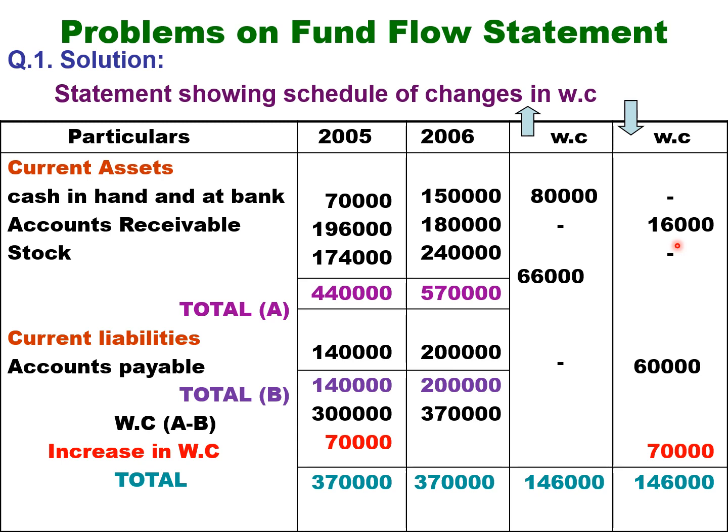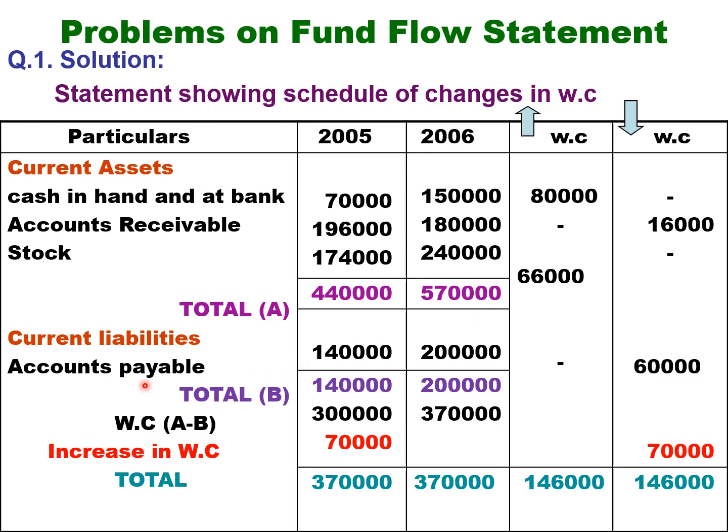As you all know, increase in current asset, increase in working capital. Decrease in current asset, decrease in working capital. So stock last year 1,74,000, current year 2,40,000. There is an increase of working capital 66,000. So total current asset 4,40,000 and for the current year is 5,70,000. Then go to current liabilities.